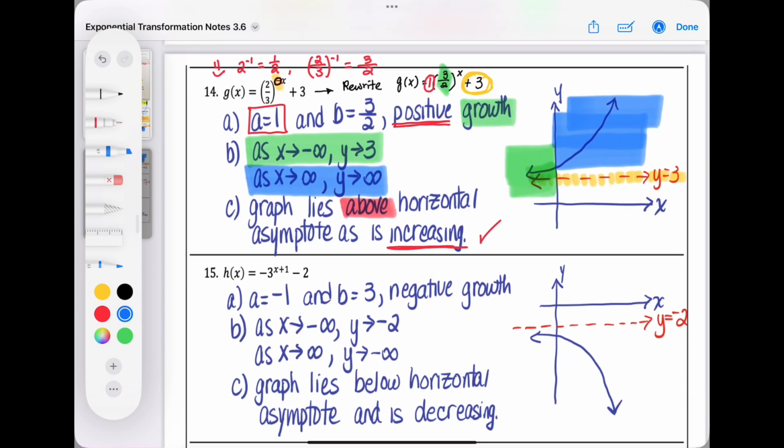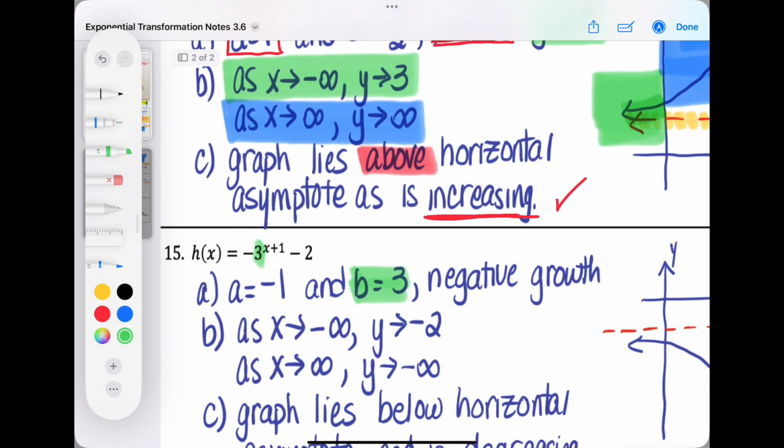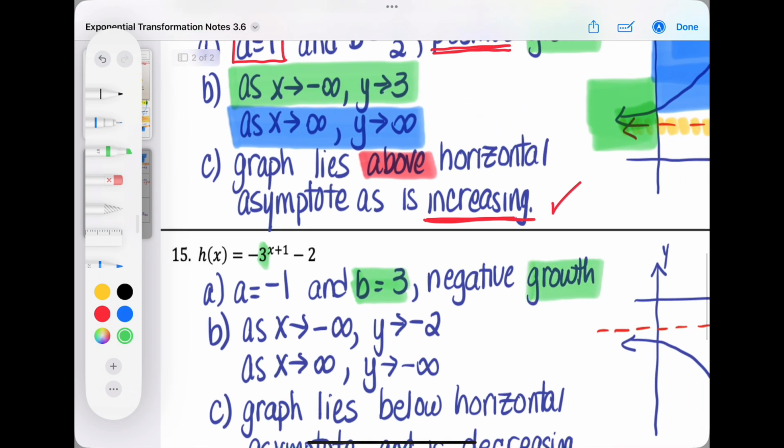Now, this one is not a good one to train your awesome eagle eye. All about the base. Activate your eagle eye. What is my base? My base is 3. So the base is 3, bigger than 1, so I know that my picture is a growth. Very good. Now back to the eagle eye. What would be my A value, the leading coefficient? Oh, it's a -1.